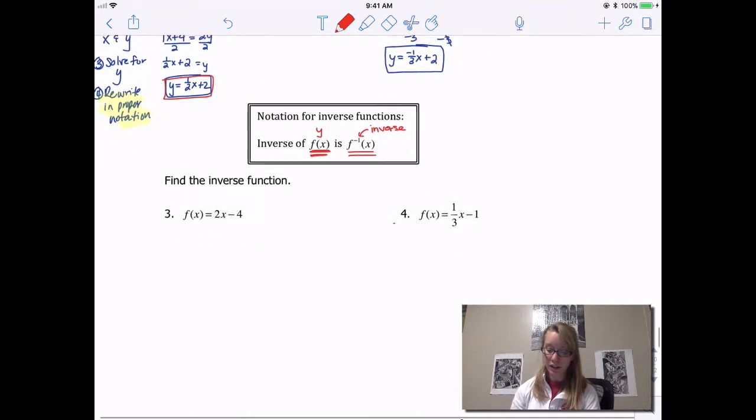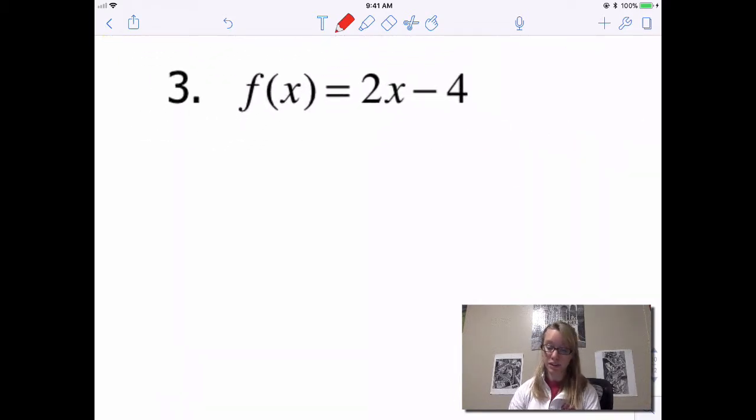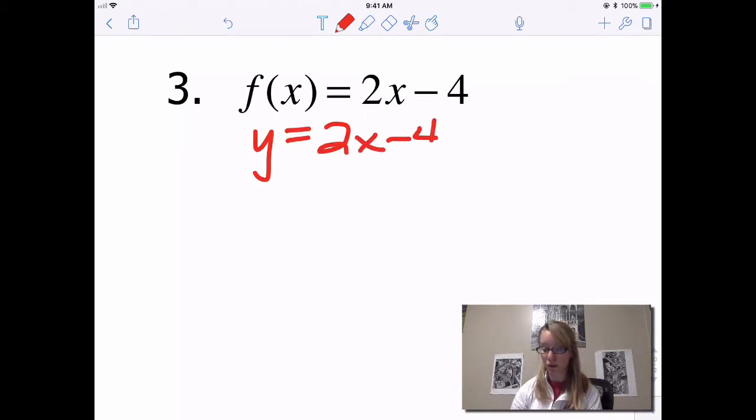So for numbers 3 through 6, I'm going to do the exact same process as I did for numbers 1 and 2, but I'm just going to change my notation. So here, number 3, my first step, we were told to switch y for f of x. This time we can actually do that. So I'll have y equals 2x minus 4. So that's step 1. Step 2 is I want to switch x and y. So that's x equals 2y minus 4.